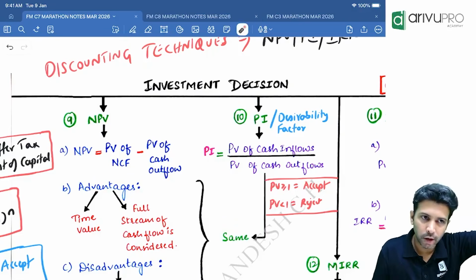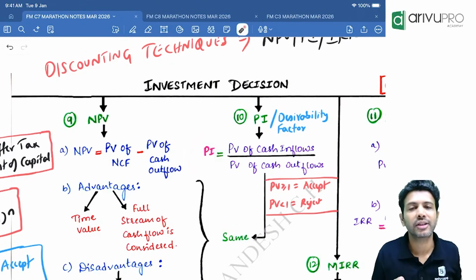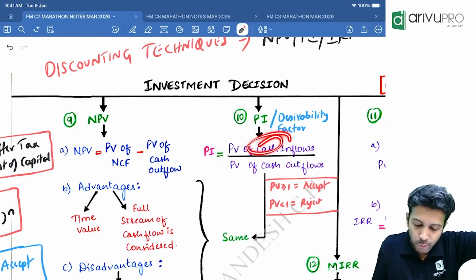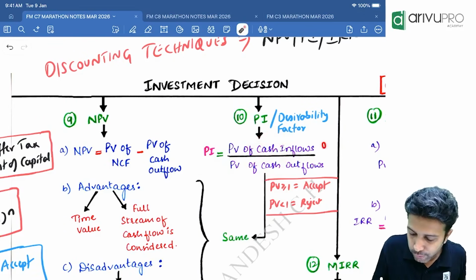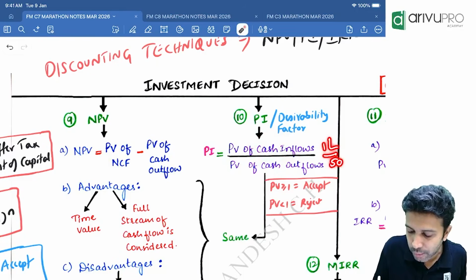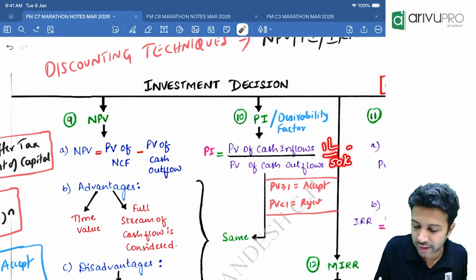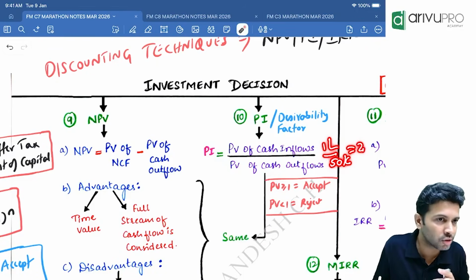numerator upon denominator. So how do you get profitability index? Present value of cash inflow divided by present value of cash outflow. Done now. Now let's say the present value of inflow is 1 lakh, the present value of outflow is 50,000. What are you getting? 2. Right? When you do this, you're going to get 2.